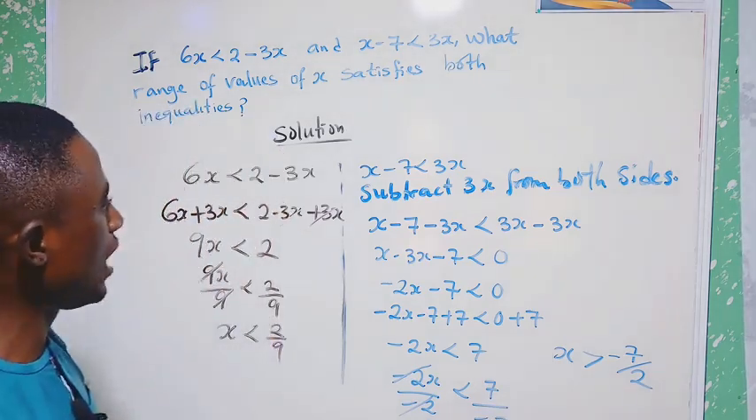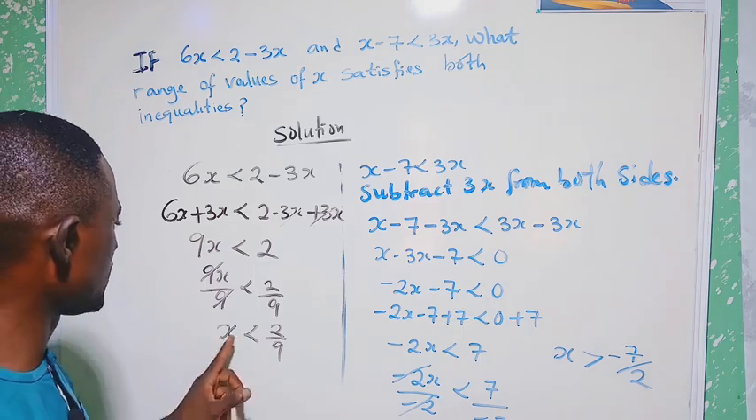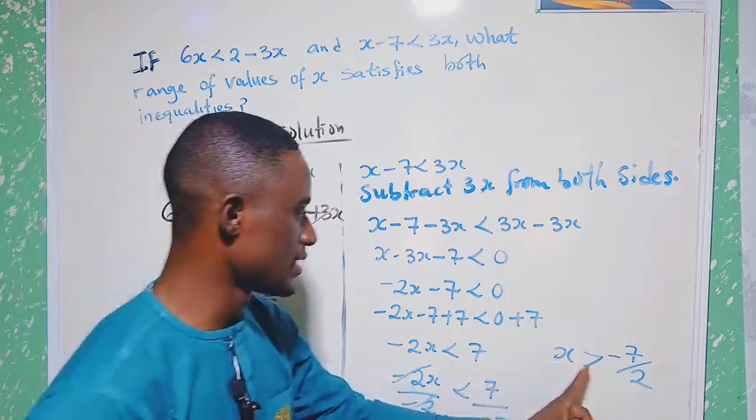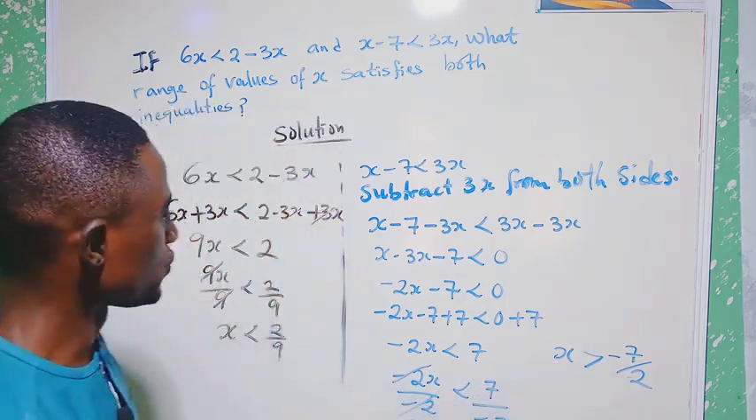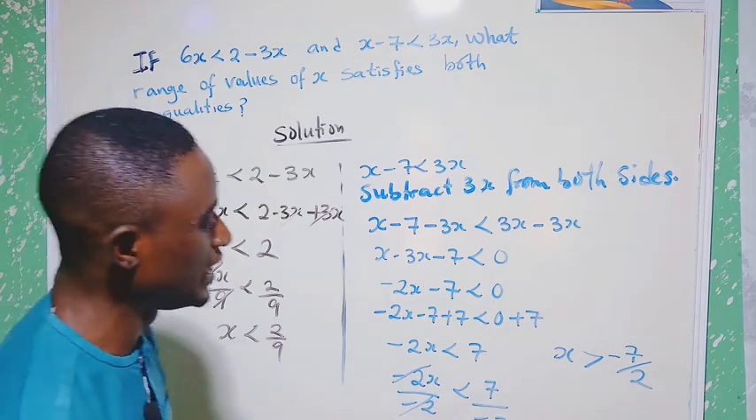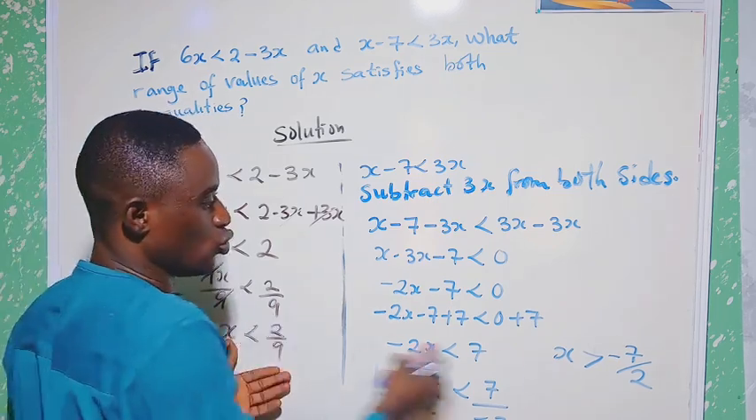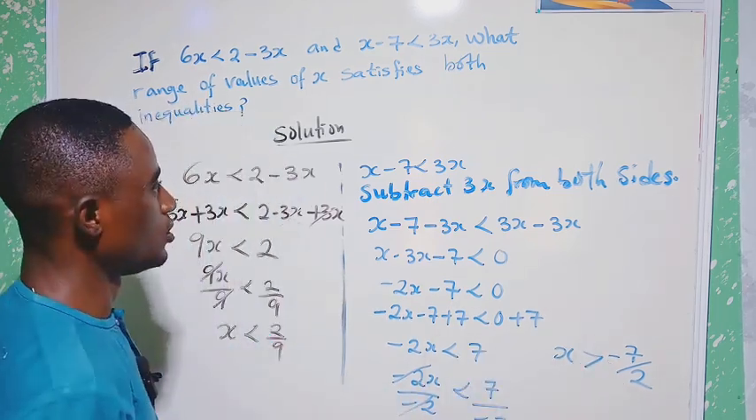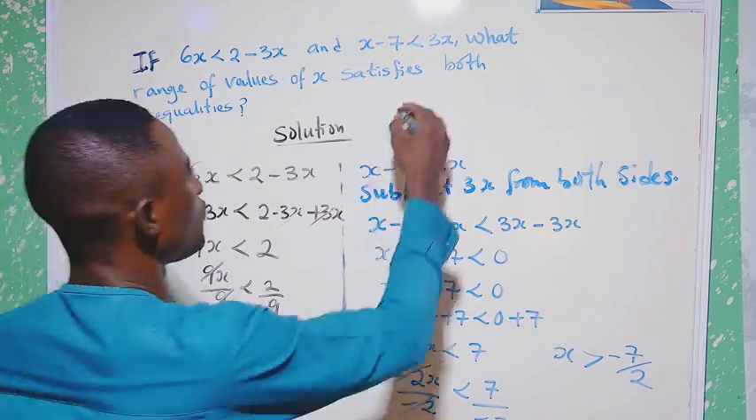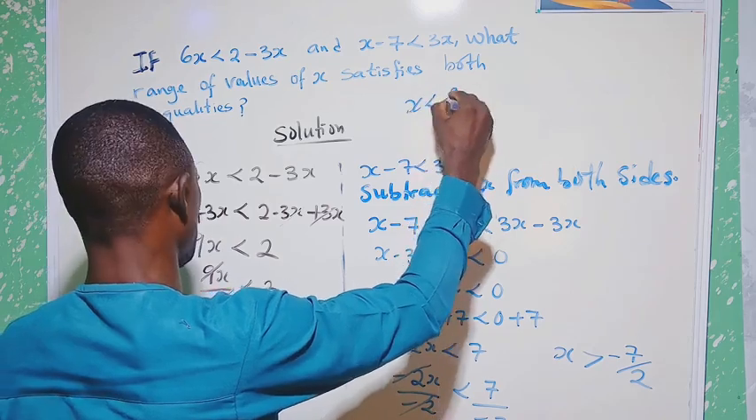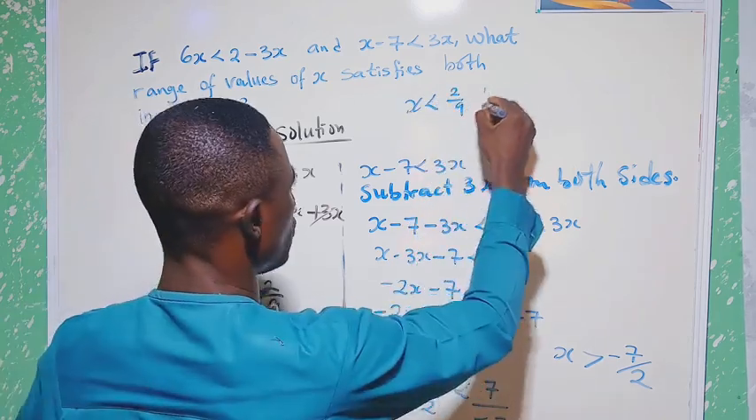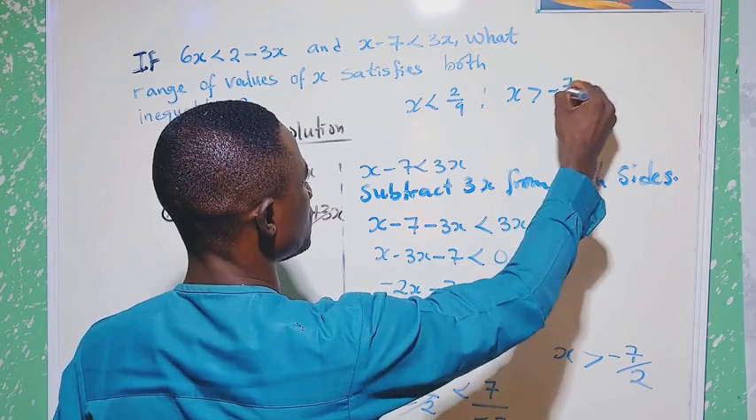Now, we have two answers. So we have x less than 2 over 9 and x greater than minus 7 over 2. Now, when you are looking for the range of values of x, we now want to combine these two inequalities' answers together. We have the first one, x less than 2 over 9, and the second one, x greater than minus 7 over 2.